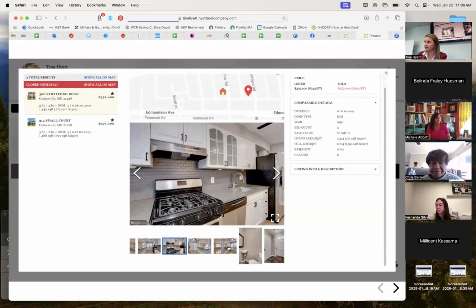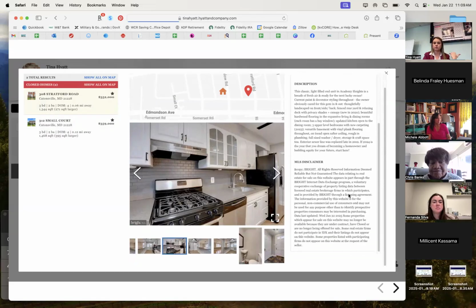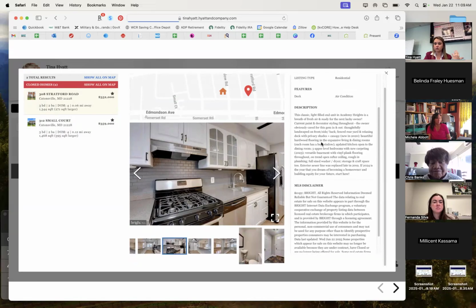100%. We just leveled up our game because I can show them in real time what that property looked like. Not only that, we can read the remarks, so we can read about the property, what was updated, what was replaced. So now when they say to me, well, that one sold for $352 and $359, why can't mine sell for $352 or $359? Well, let's talk a little bit about it, right?